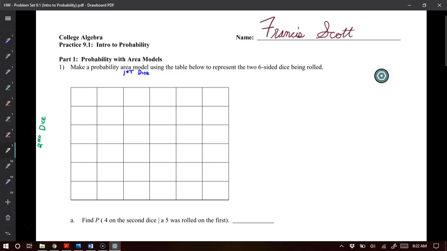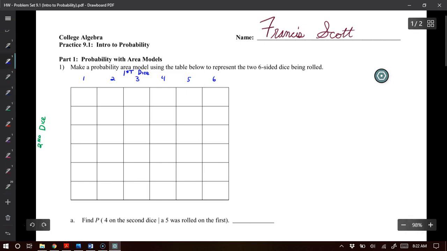Well, I'm rolling two six-sided dice. So you see how I have the top labeled the first dice and the second side labeled the second dice. I'm going to put all the possible outcomes on the top as headers. So I have, 1 can be an outcome, 2 can be an outcome, 3 can be an outcome, so can 4, 5, and 6. And below that, I'm going to write the probability for each outcome.